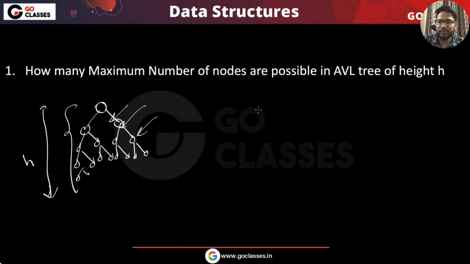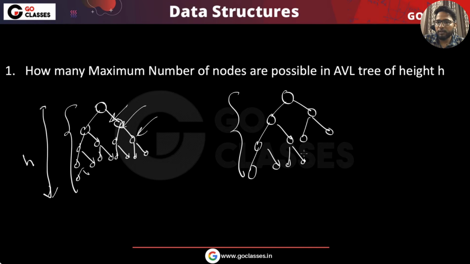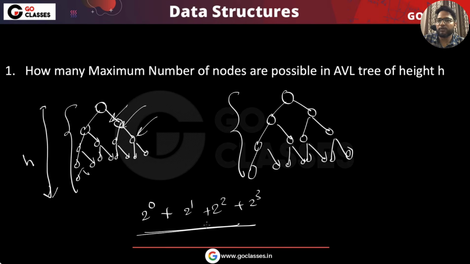So this height is 0. Suppose for height 3, how many can you put? This height is 0, this is 1, this is 2, this is 3. You will fill every level completely. So for height 3 you will go for 2 power 0, which is one node, plus 2 power 1 plus 2 power 2 plus 2 power 3. This is actually 2 power 3 plus 1 minus 1, which is 2 power 4 minus 1, which means 15. If you count these nodes, it is 15.